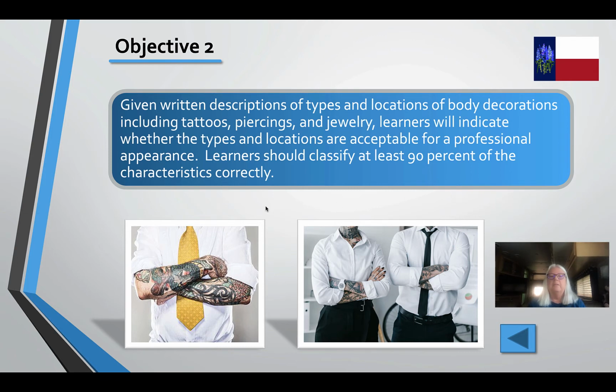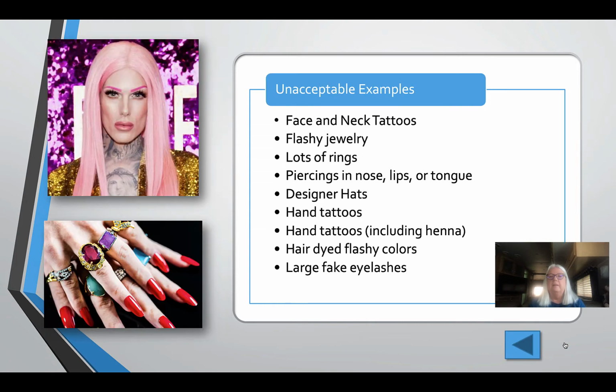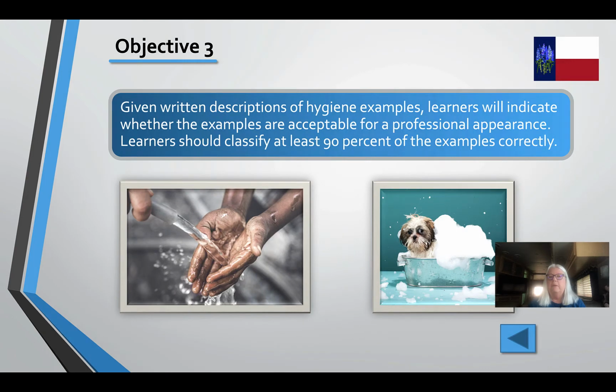In this objective he's going to be talking about body piercings and tattoos and jewelry and what you should and shouldn't do on interviews. So here are some examples he gives us. Once again, he's got a great use of image, great use of design, very clean, very nice. Here are some non-examples, again with images. Then we go to the next objective, which talks about hygiene.